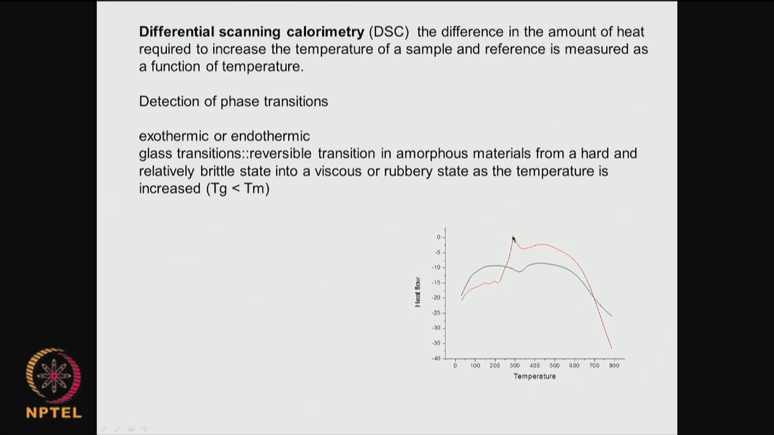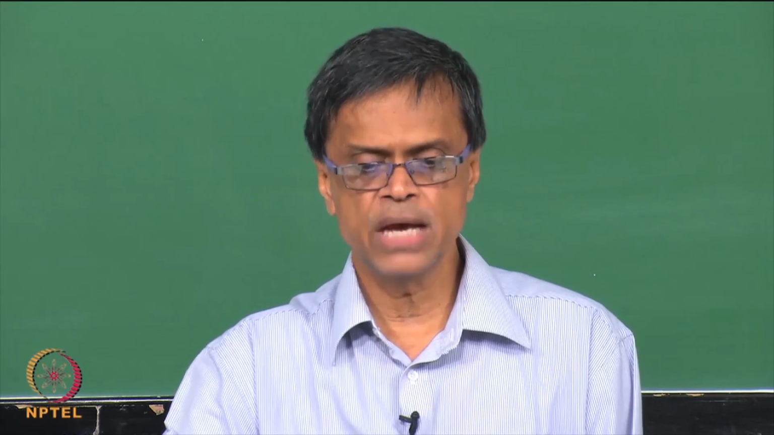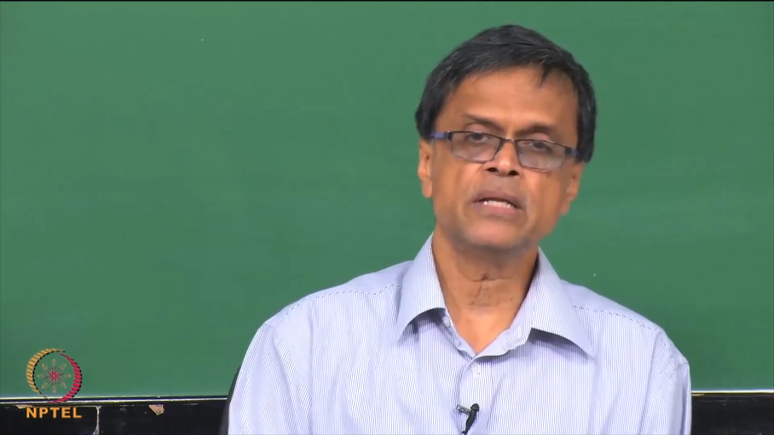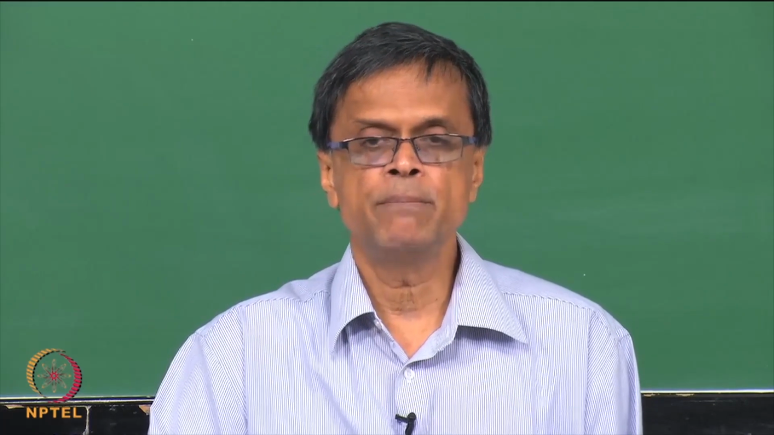So, you have to put in a lot of heat for melting, as this graph shows. Whereas glass transition could be around 30, or it could be 20, or it could be 100, in that range. So, the material is becoming from hard to more of a viscous or rubbery state. So, two different thermal techniques: one is called TGA, thermogravimetric, so weight loss as a function of temperature, and another one is the heat input or output as a function of temperature.